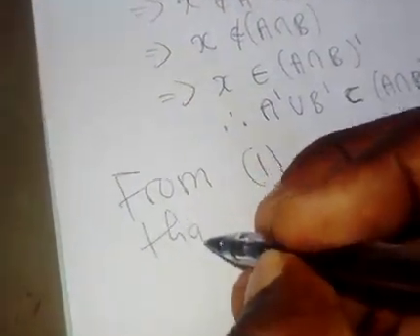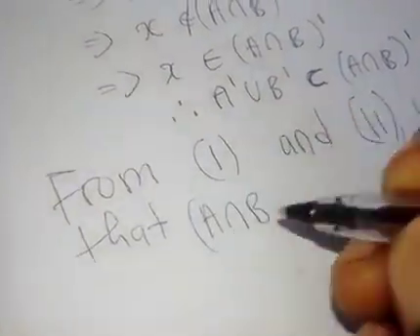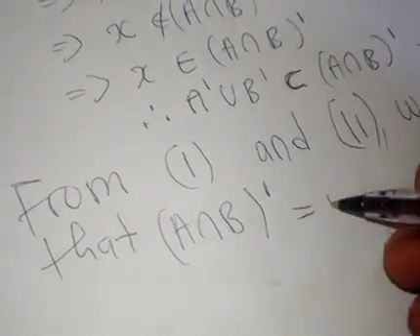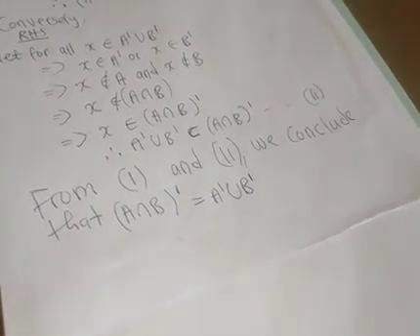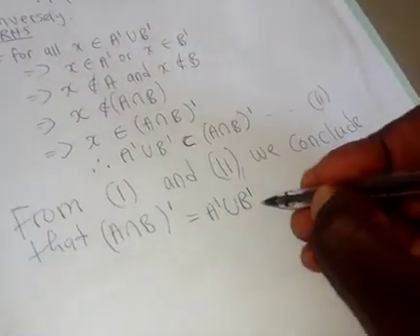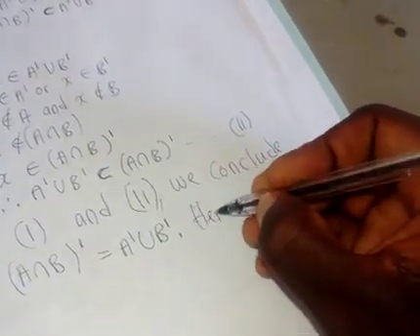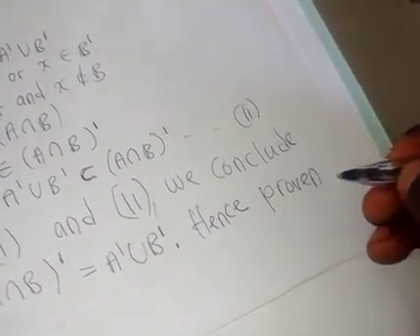(A intersect B) complement is equal to A complement union B complement. From 1 and 2, we conclude that (A intersect B) complement equals A complement union B complement. You can even say hence proven. So this is how you prove the De Morgan's laws. Make sure you practice how to prove the De Morgan's laws.